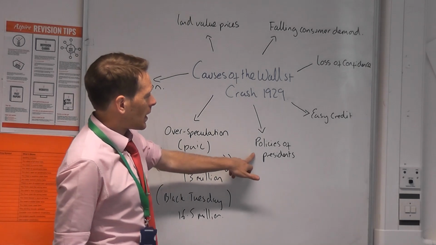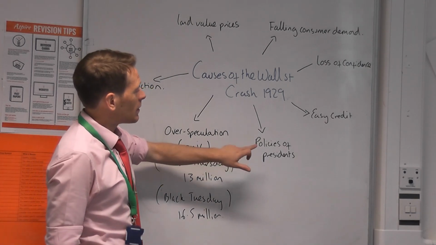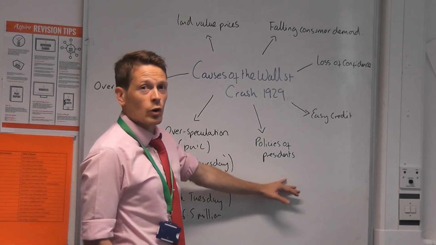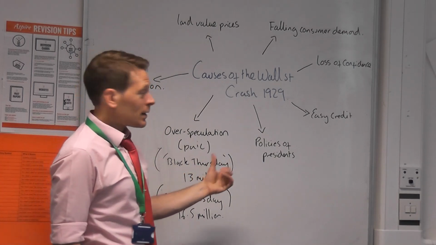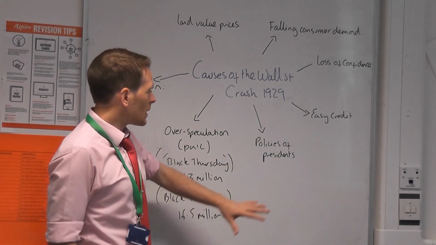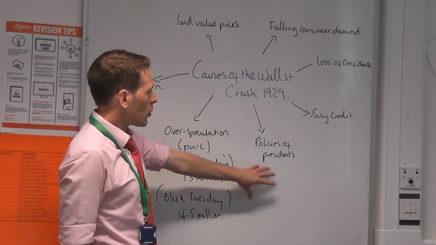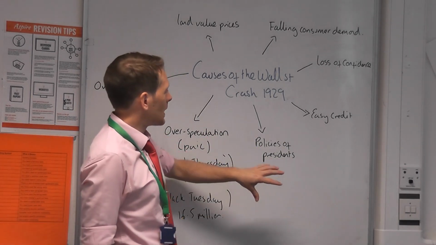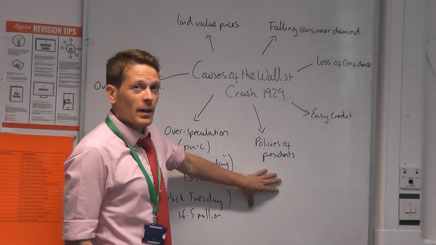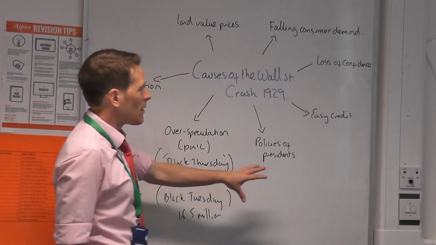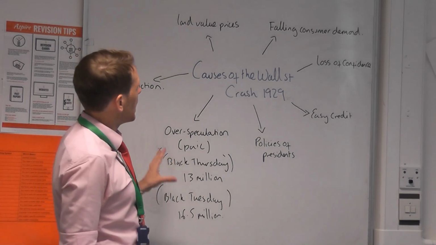Another major factor, and I would consider this a long-term one, is the policies of the presidents. The presidents had ignored the stock market. They'd ignored anything to do with businesses: laissez-faire, leave it alone. Remember, Harding, Coolidge and Hoover had all just ignored business and let it roll on for itself. And it's a major reason, because of their lack of interference, why the problems in the stock market emerged.